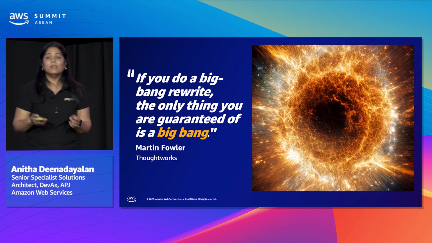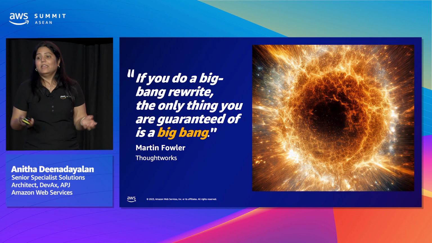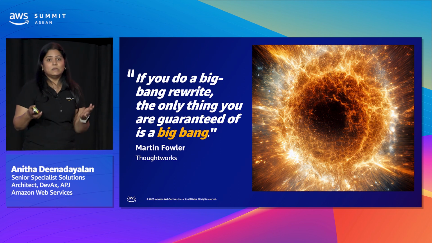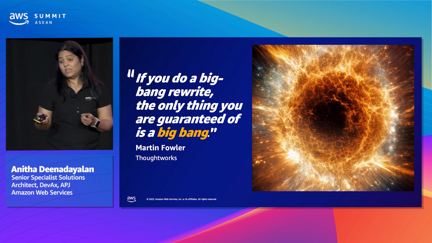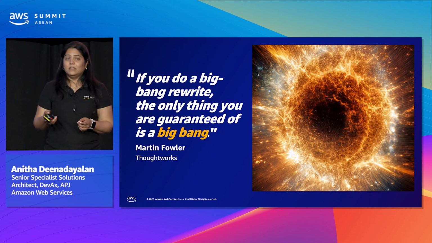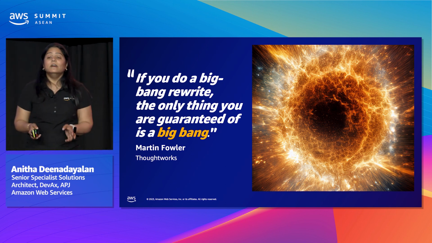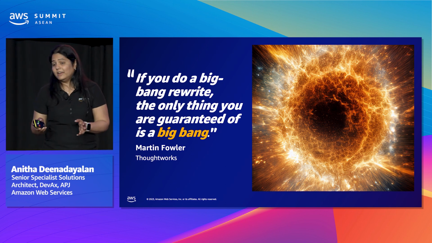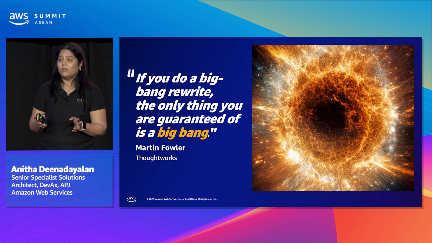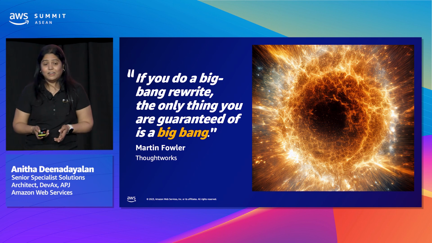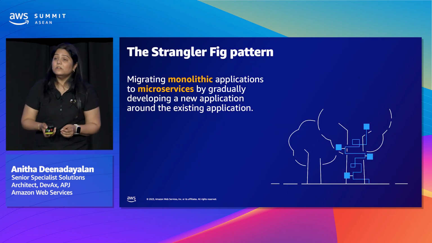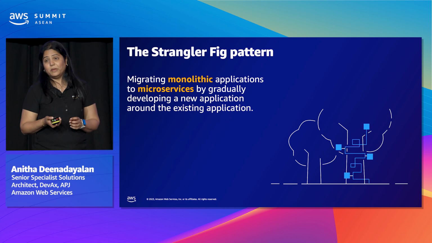So they can do a few things, right? They can build a new system entirely and do a big bang migration. But the one thing that we can all be very sure of is that if you do a big bang rewrite, the one thing you're guaranteed is definitely a big bang. Martin Fowler said that, and we all agree. So the solution here is to use the Strangler Fig pattern.